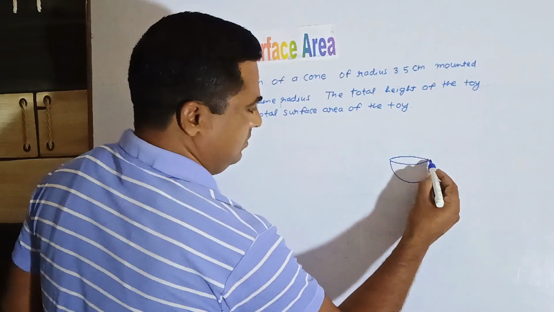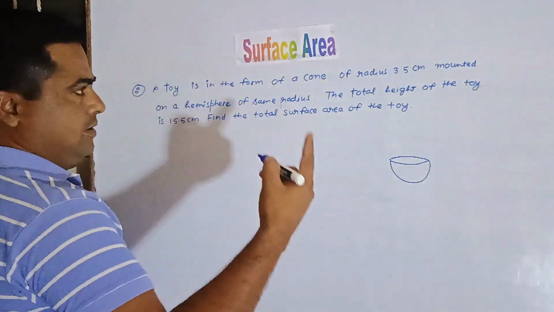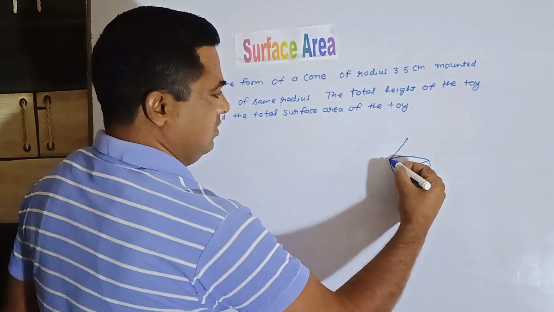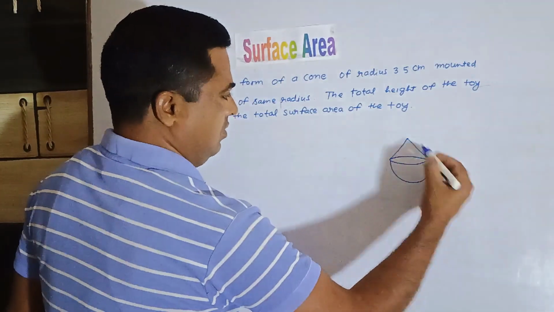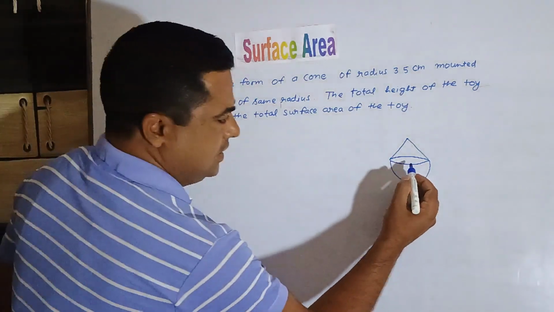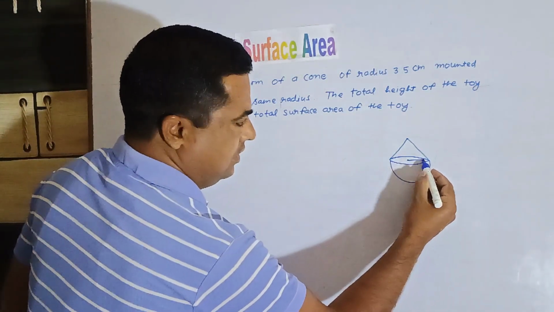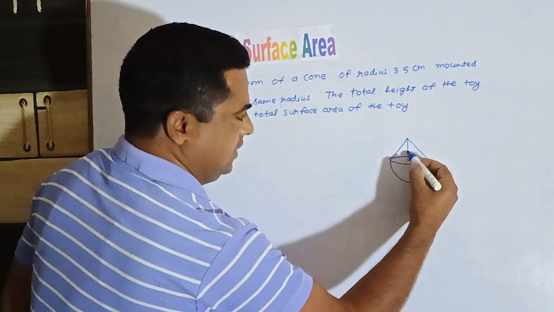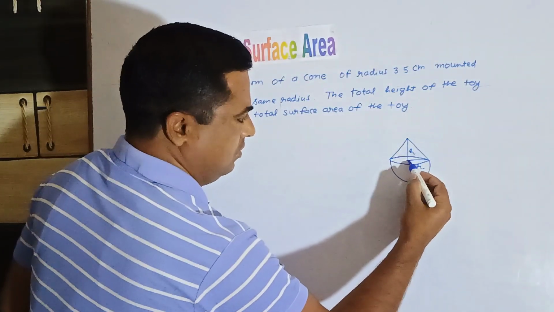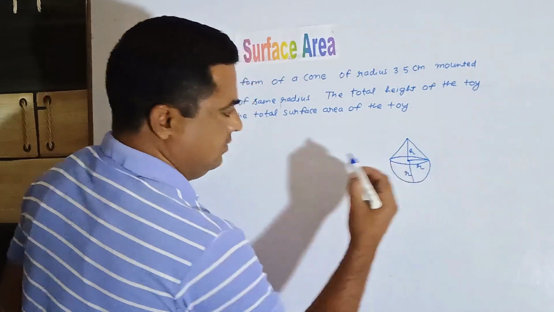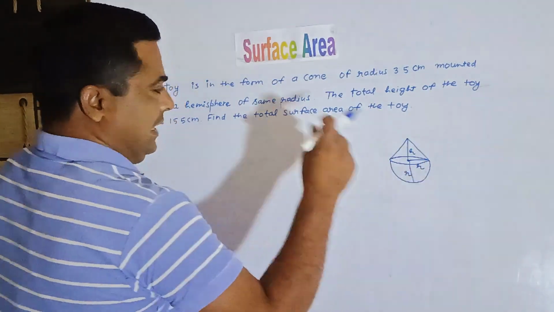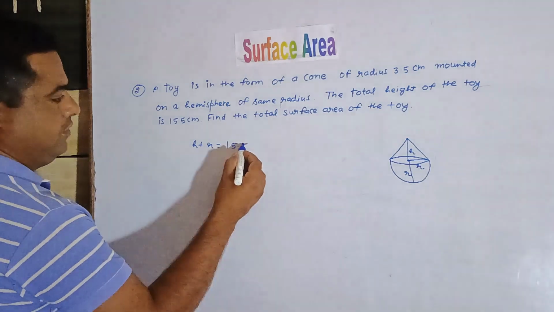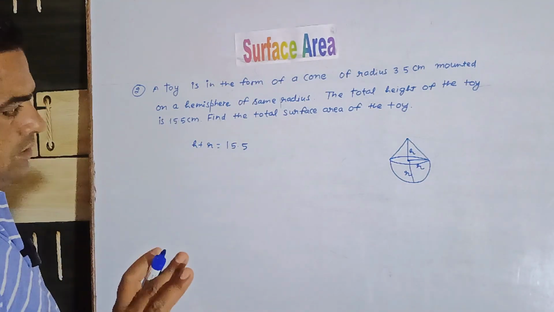Correct? And a cone is mounted on the hemisphere. Now this radius is given here. Suppose this radius be r and height be h. Students, we know this is also r. Correct? The total height of the toy, h plus r, is 15.5. This is given in your question.